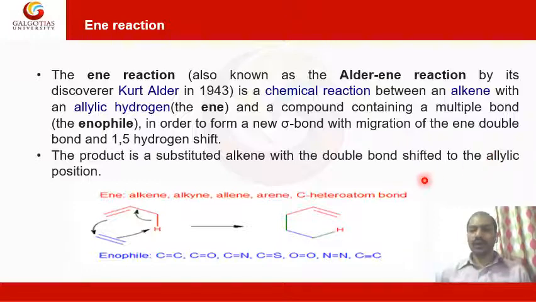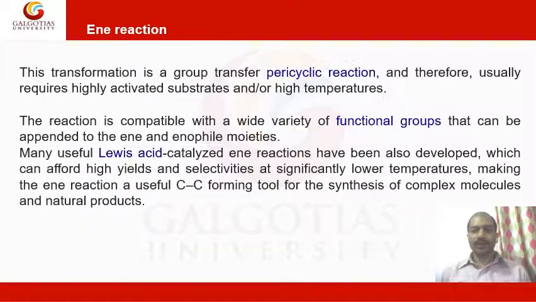It's a very simple reaction, and many more reactions can be taken up to understand this. In this reaction, the transformation is a group transfer. It is a pericyclic reaction. It means the bond breaking and bond formation take place simultaneously, and therefore it usually requires a highly activated substrate and or high temperature, because these are concerted reactions, in which bond breaking and formation take place simultaneously.